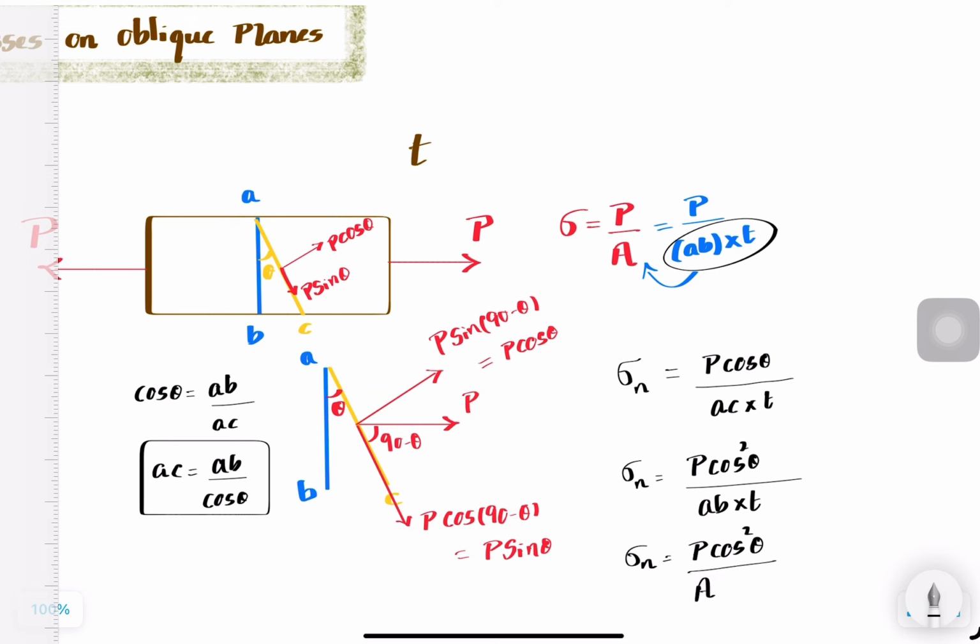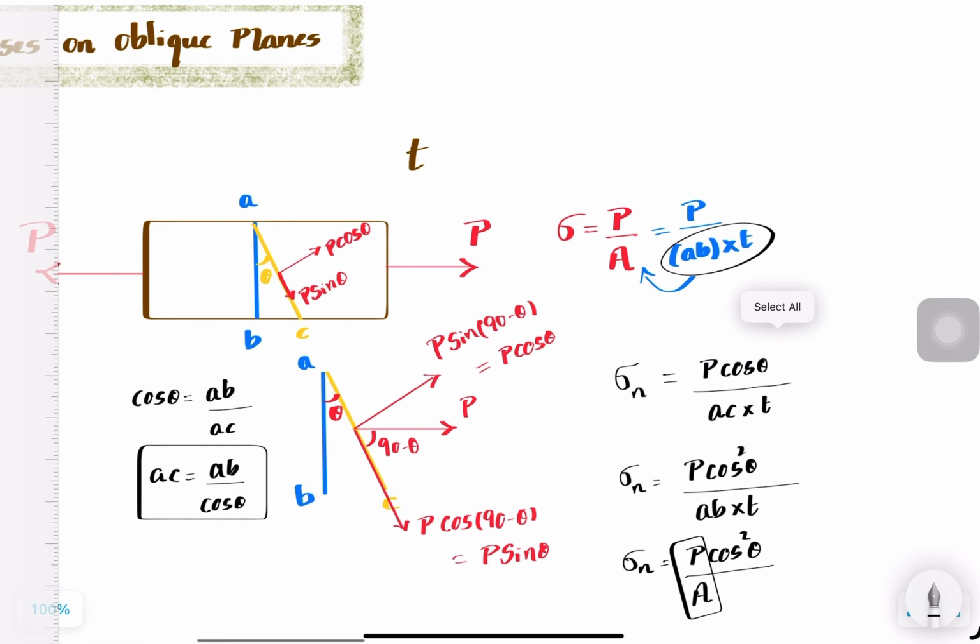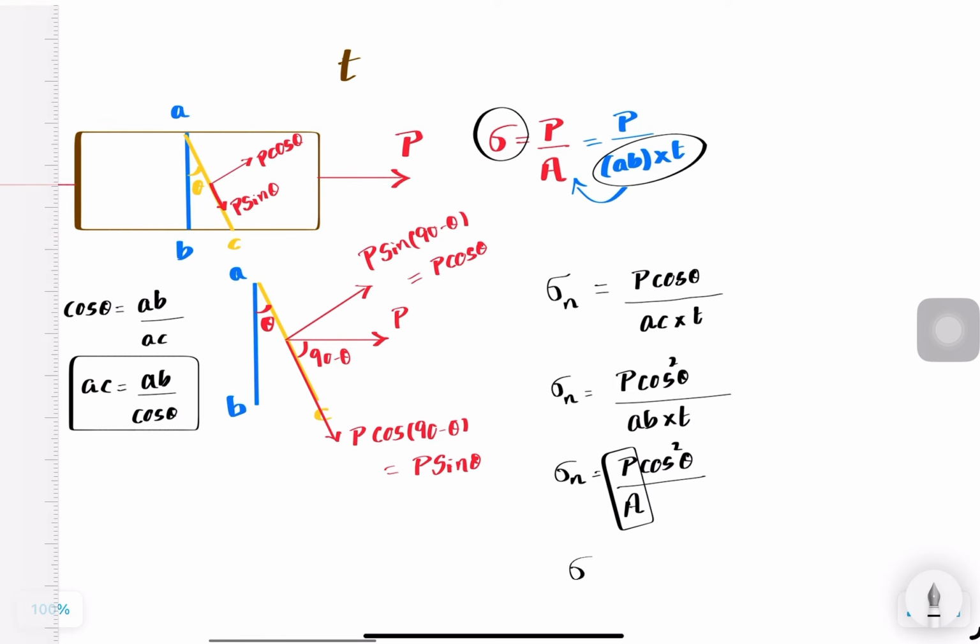Now I know what this P by A is. P by A is simply the normal stress, sigma, the usual stress that we have defined here. So I can just take this value of sigma and plug it here. So the normal stress on this yellow line is sigma into cos squared theta. Well, I got the expression for the normal stress. Good, fine. I hope I didn't struggle that much.